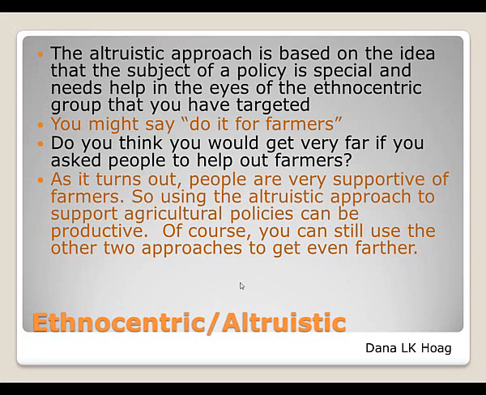Now, let me just ask you a question. Do you think you would get very far if you asked people to help just because they're farmers? Well, it turns out you would. People are very supportive of farmers. So if you tried using the altruistic approach, you probably would get somewhere with it. Of course, you can still use other things, but if you're trying to get people to do farm supports, for example, you might just say, well, because it helps farmers. And that actually will win over some people.